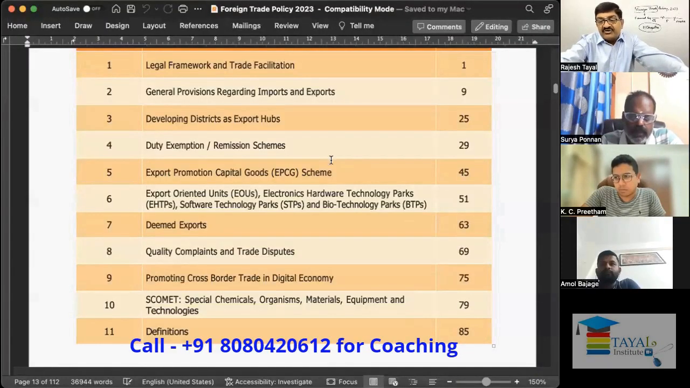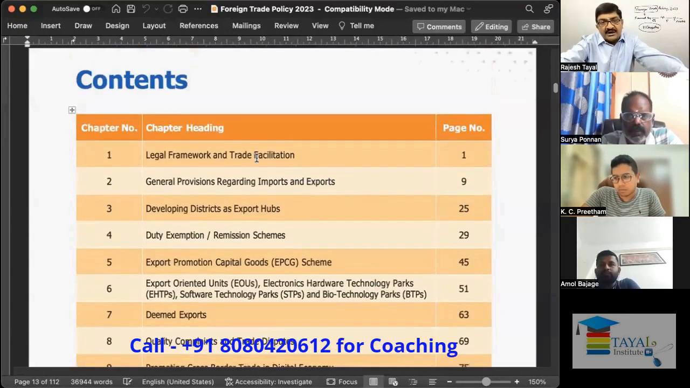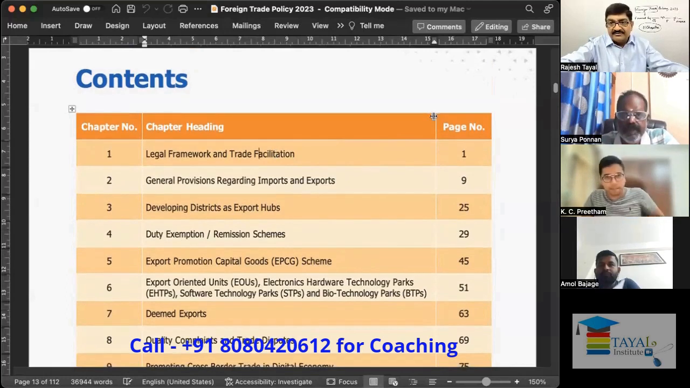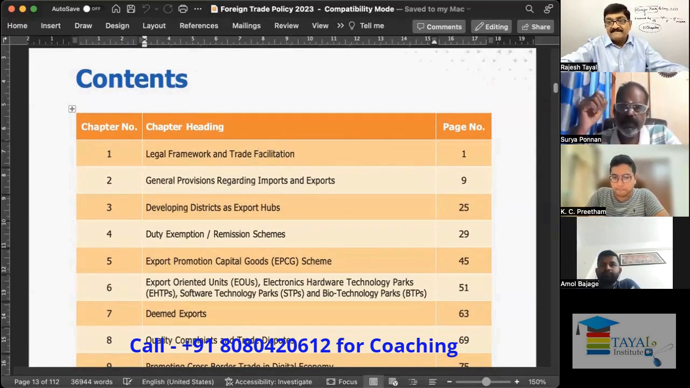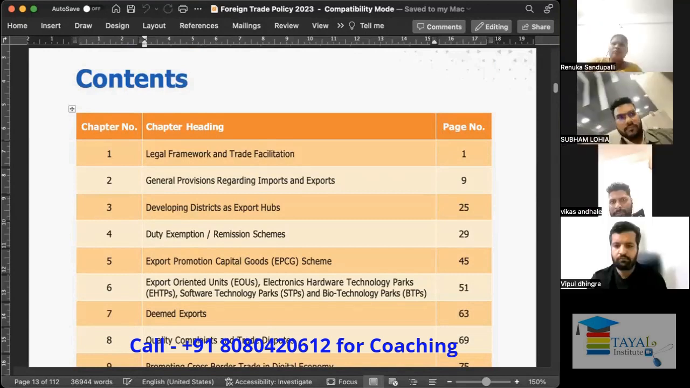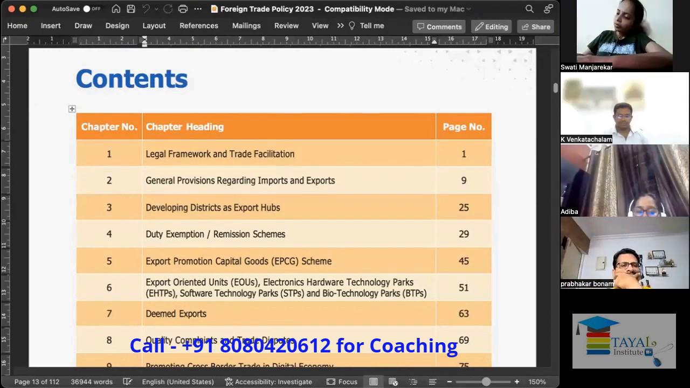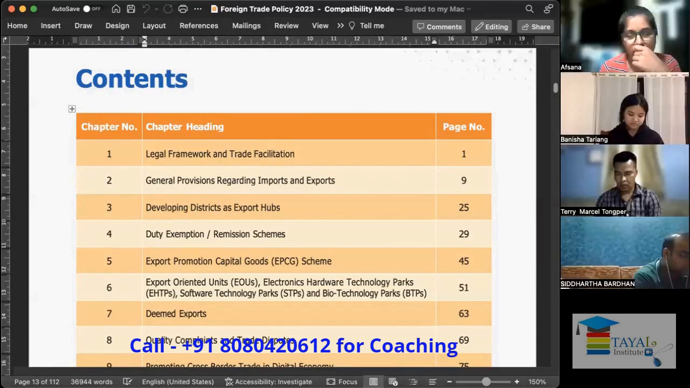More than 60 definitions are there. If the time permits, we will do all the definitions. Right now, I'm starting with chapter number 1, legal framework and trade facilitation. Everyone is having the printed copy? Who has it and who doesn't? Printed? Even if you don't have it today, no problems. It will help you if you have it. From tomorrow, you can have it. Today, we can continue without this copy also.